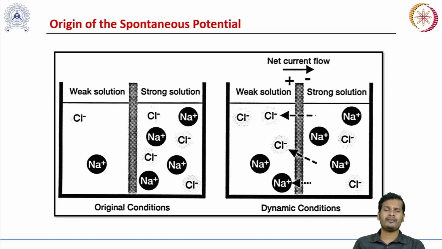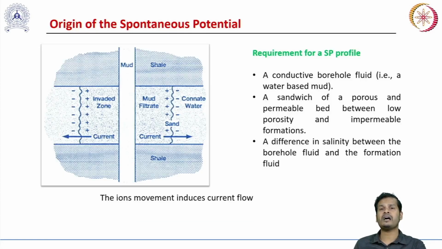So this is the basic concept: let's say we have two solutions separated by a membrane which can allow the flow of ions. We have a weak solution where the concentration of ions is less, and a strong solution where the concentration of ions is high. Obviously ions are going to diffuse from high concentration to lower concentration, and once the ions move, current can flow. So this is the original condition. And in the dynamic condition, the ions will be moving from the strong solution to the low concentration solution. This type of condition also exists in our wellbore.